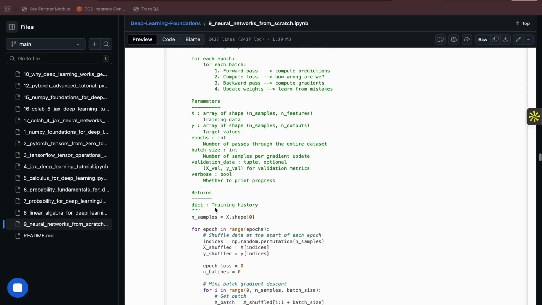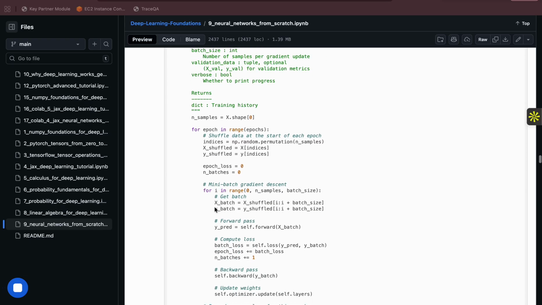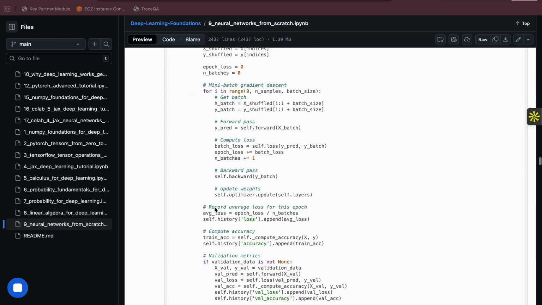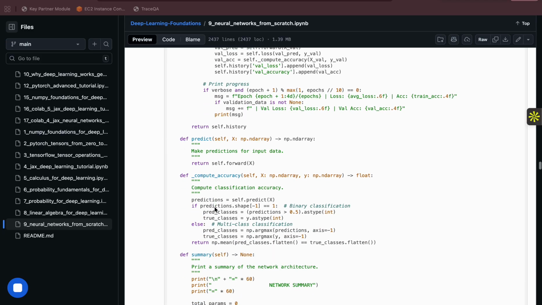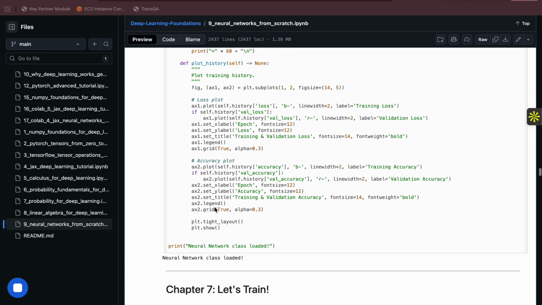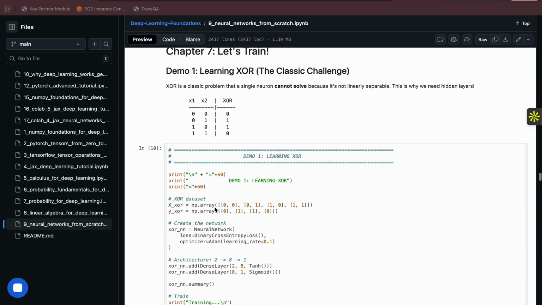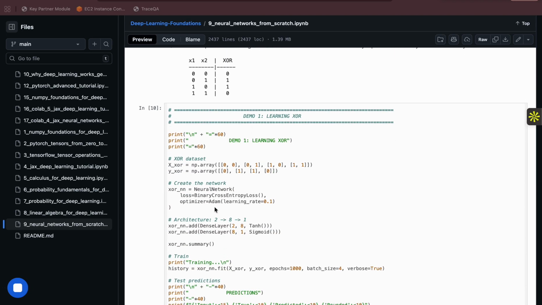We train a 2-8-1 network on the XOR problem for 1000 epochs using the Adam optimizer. So the output achieves 100% accuracy and perfect predictions on all 4 XOR patterns, and shows the training curves converging.